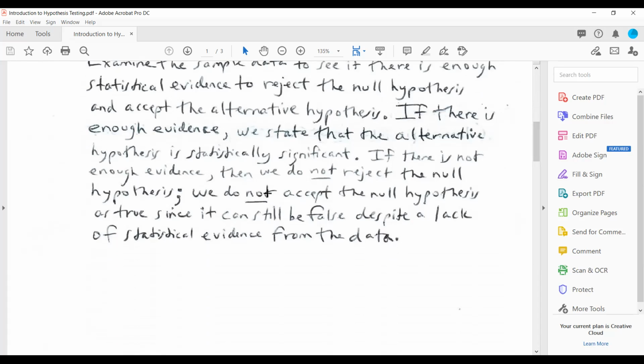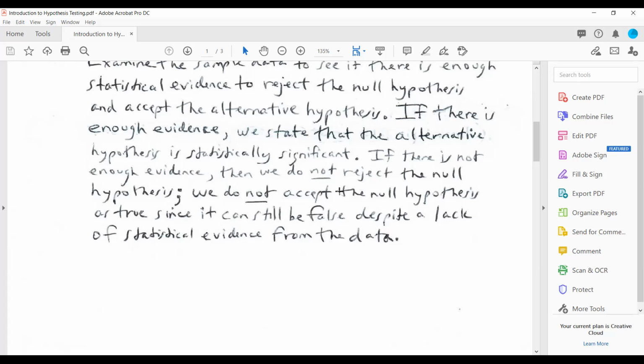Now, when I say we do not accept the null hypothesis, it means we don't use the word accept, all right? In other words, if there's not enough evidence, we would say we do not reject the null hypothesis, okay? We do not say we accept the null hypothesis is true. Now, what do we mean?